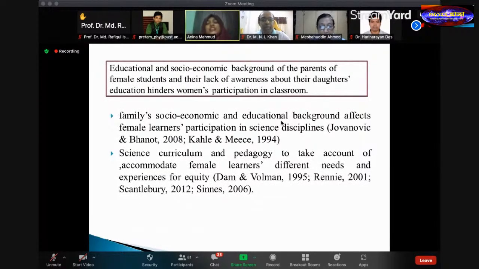Socioeconomic background: this has been found in many studies. Jovanovich and Bhanot 2018, Kahle and Rees 1994, found that family socioeconomic and educational background does affect females' participation in higher education science. And that's why they do not focus on issues outside the classroom. They focus on modifying the science curriculum itself and enacting the science curriculum in the science classroom in a way that accommodates the needs of different students, students with low socioeconomic status, students with illiterate parents, poor backgrounds, so that all of the students, with their own personalities and backgrounds, can participate in the science classroom in their own way and engage in science disciplines in the future.